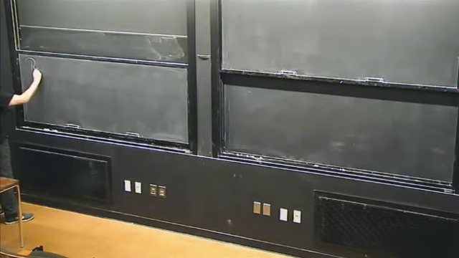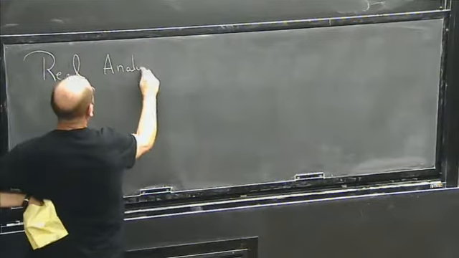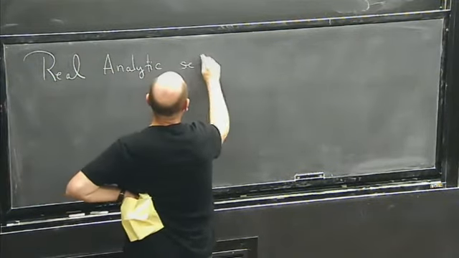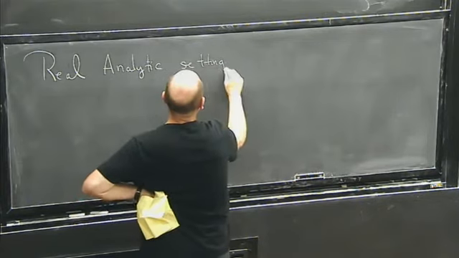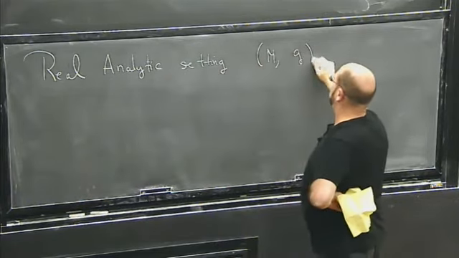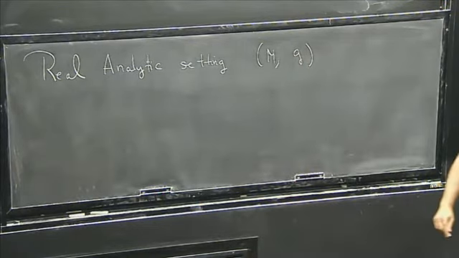Everything today will take place in the real analytic setting. So that means that we'll assume that the Riemannian manifold is real analytic and the metric is real analytic.